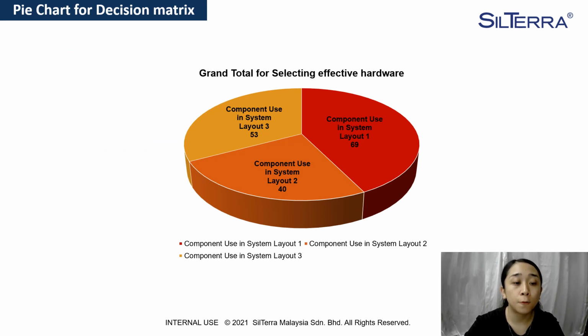Okay, so from the grand total from the decision matrix, I convert into the pie chart. As we can see here, the component used in system layout 1 is the highest score, which is 69. The second highest is component used in system layout 3, which is 53, and last is component used in system layout 2. So from the grand total score, management decide to choose the highest score, which is from the component used in system layout 3, due to the system meet the requirement from management.